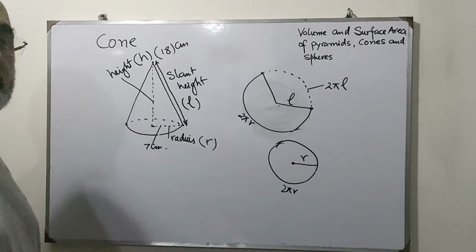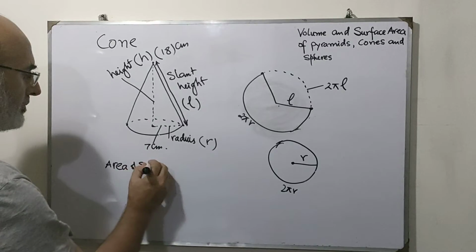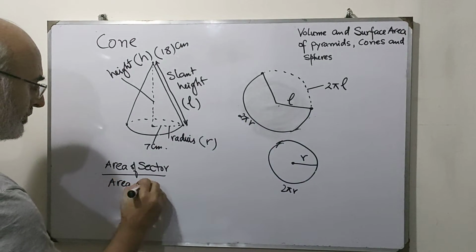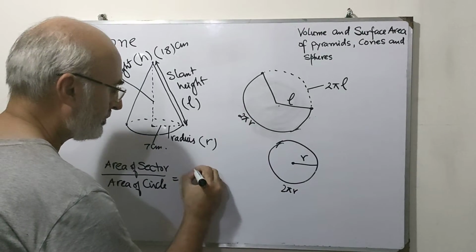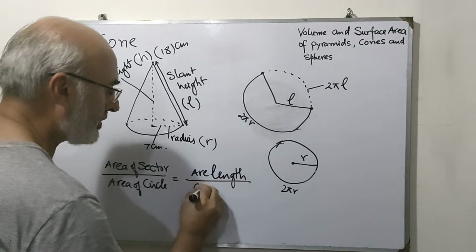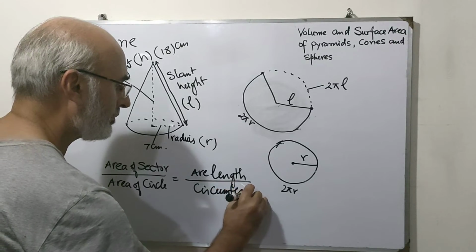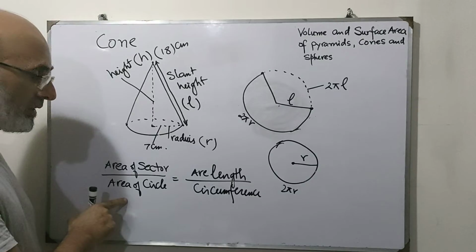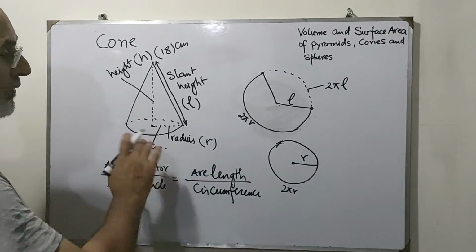To calculate the area of a sector, let's take the ratios. Area of a sector over area of a circle is equal to arc length over circumference. Sector over circle, arc length over circumference. So here we have a sector, here we have a complete circle. If we have a complete circle, we have a circumference. If we have a sector, we have an arc length.